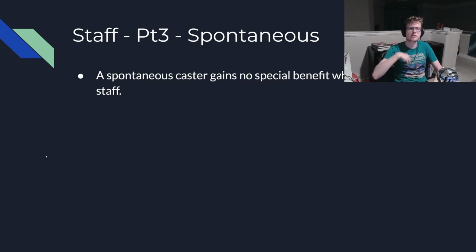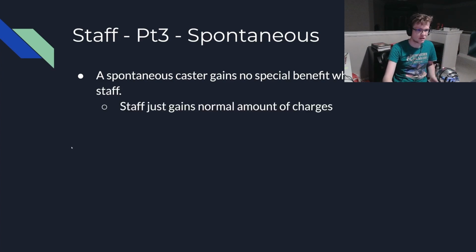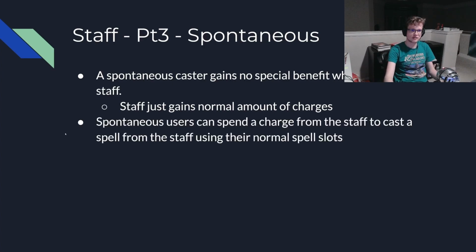They gain no special benefit when they prepare a staff, like no special mechanic to get more charges on the staff. And staff just has the normal amount of charges. So if you could cast 5th level spells, it would have 5 charges. Just like that. A spontaneous user can spend a charge from the staff and one of their spell slots to then cast any of the spells from the staff of the proper level. So if they want to cast a 3rd level heal, they would spend 1 charge from the staff and a 3rd level slot, can cast that heal. Boom.